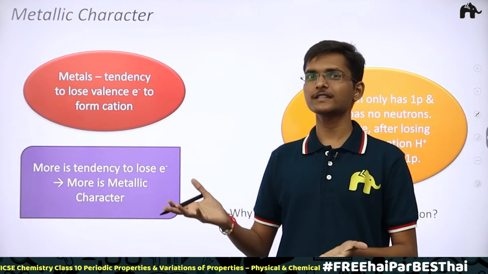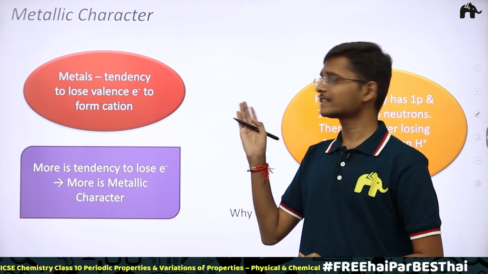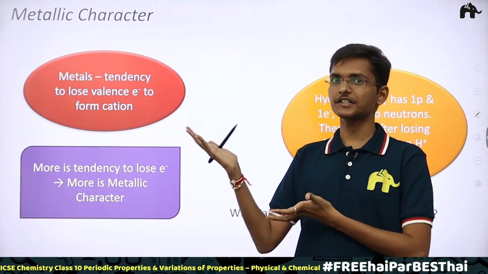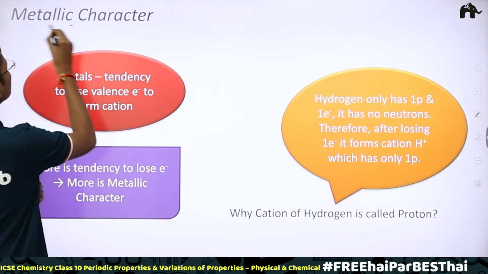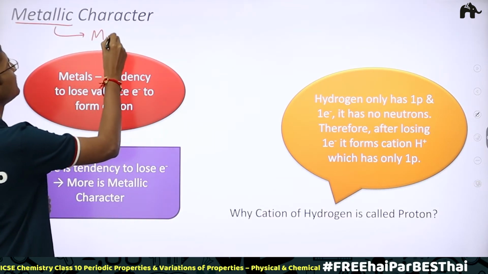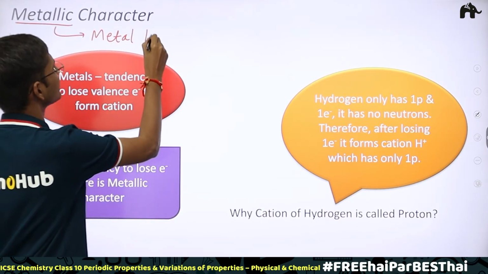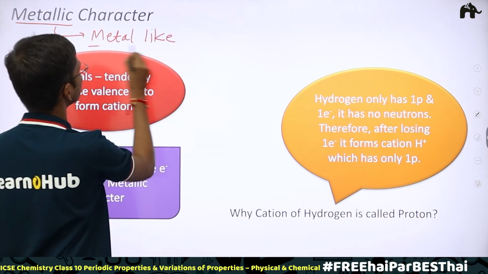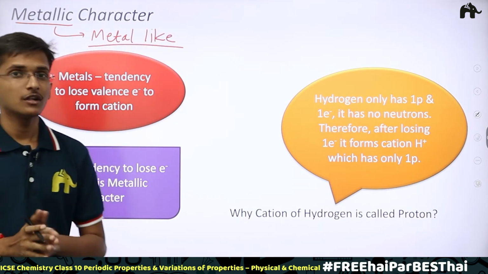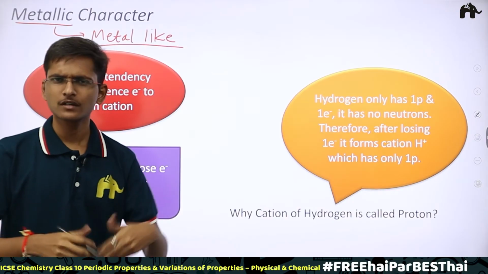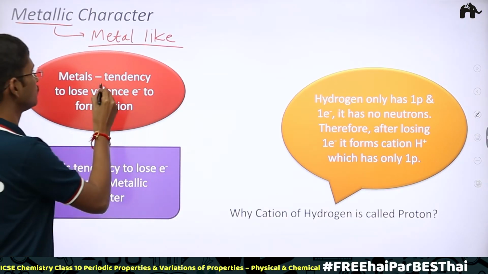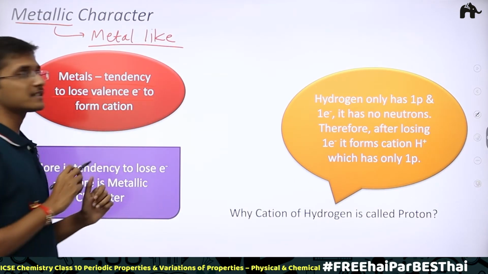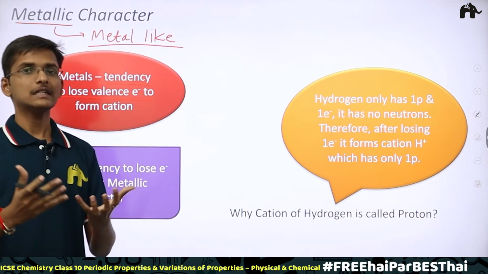So we are done with atomic size, our first periodic property. Now let's see our second periodic property, metallic character. So what does it mean, metallic character? It simply means metal-like character. Now what character do metals show? We can say that metals show a tendency to lose the valence electrons to form a cation.